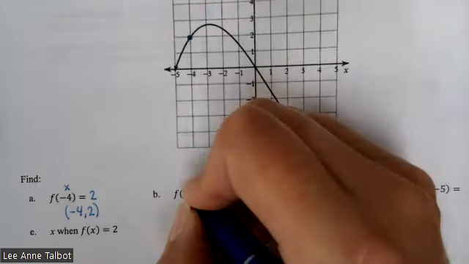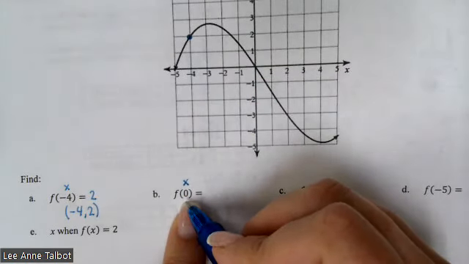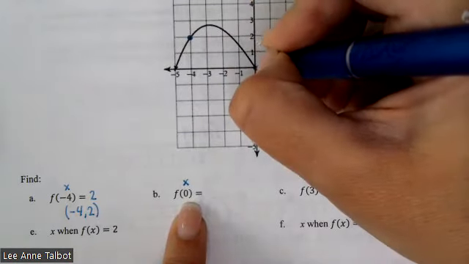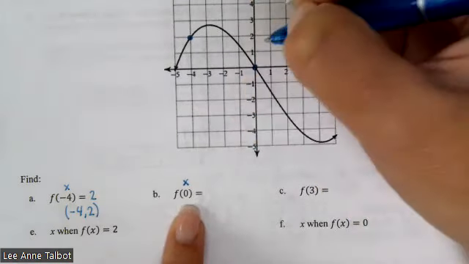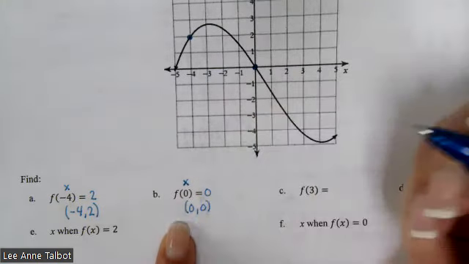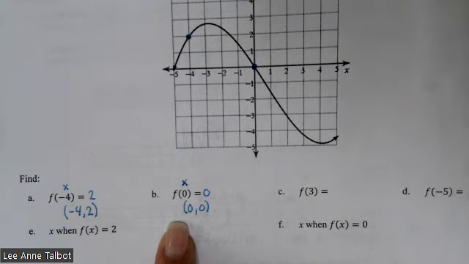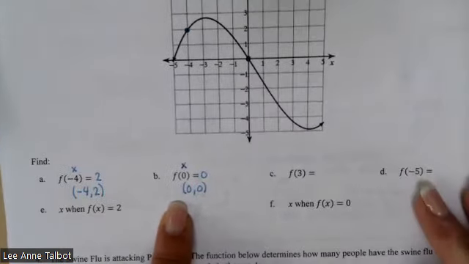Okay. This one is saying, okay, make a dot at 0. Yes, excellent. That dot is at 0, 0. So the output is 0. Is this getting better, guys? Excellent.